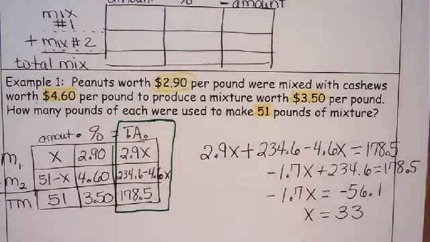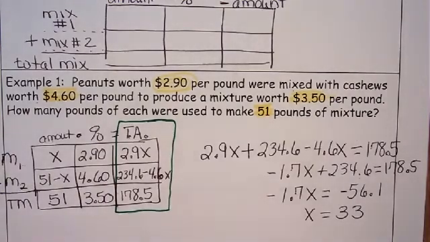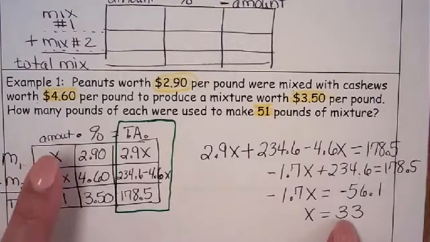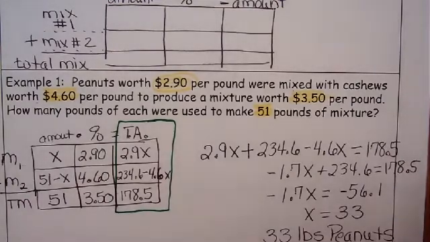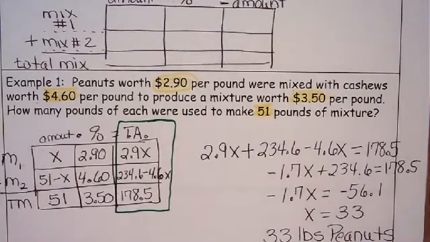Now, what does that mean for me? Well, this is what it's going to mean. I'm going to have 33 pounds. Look over here where my finger's bopping up and down. 33 pounds of peanuts. Now notice I use my unit of measurement. Now, how many pounds of cashews?